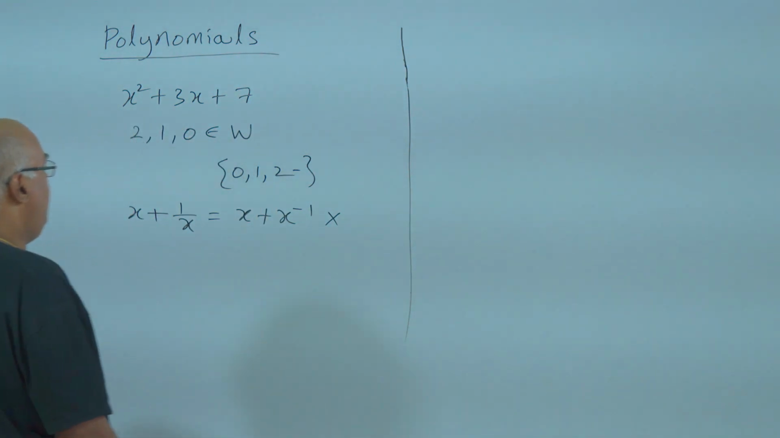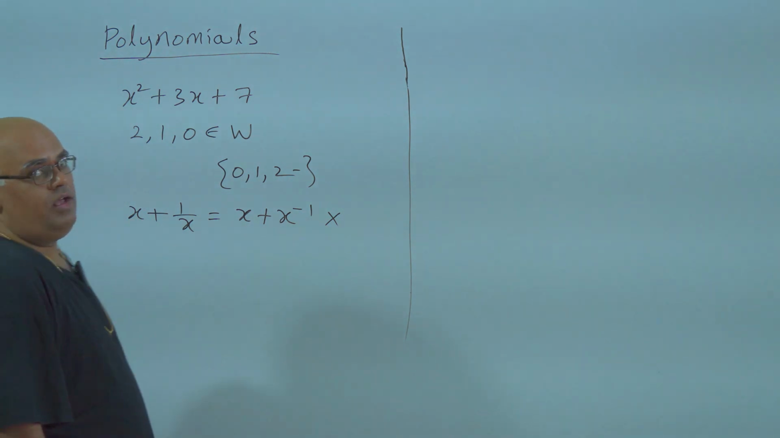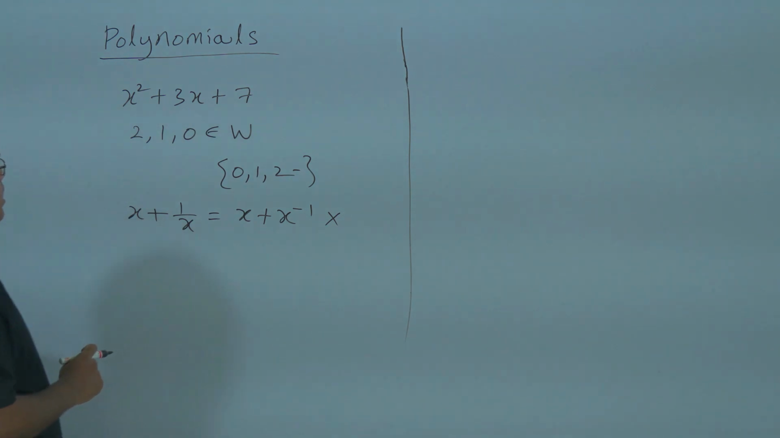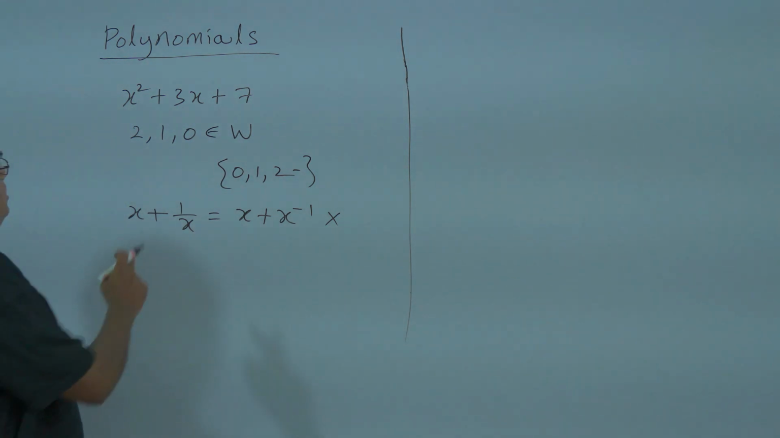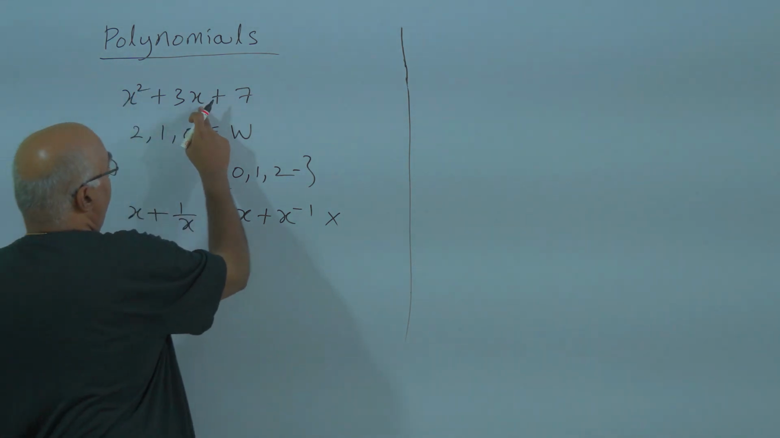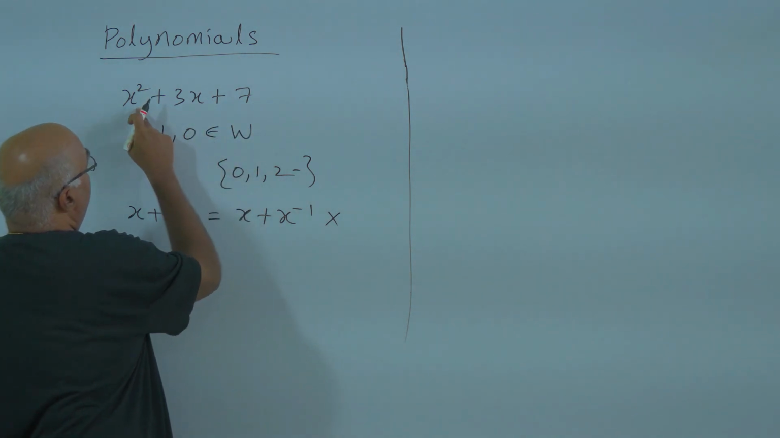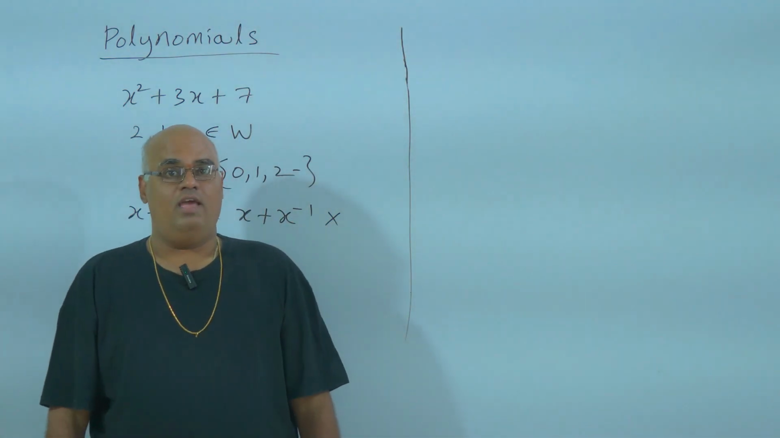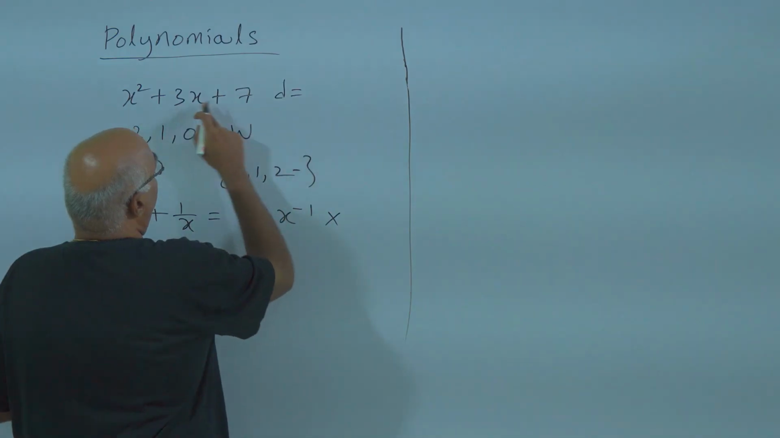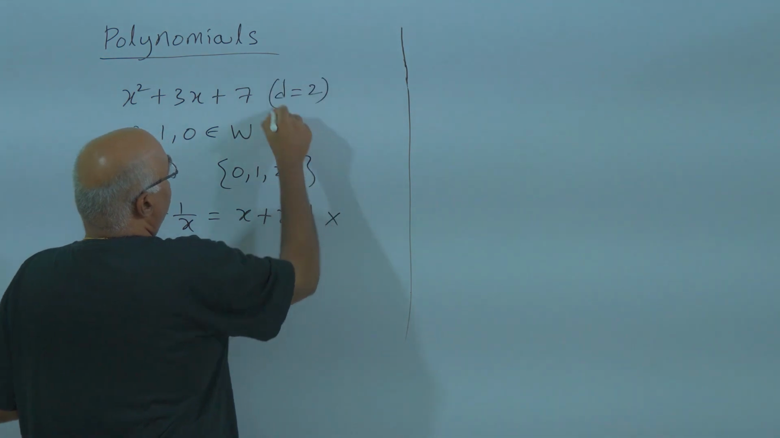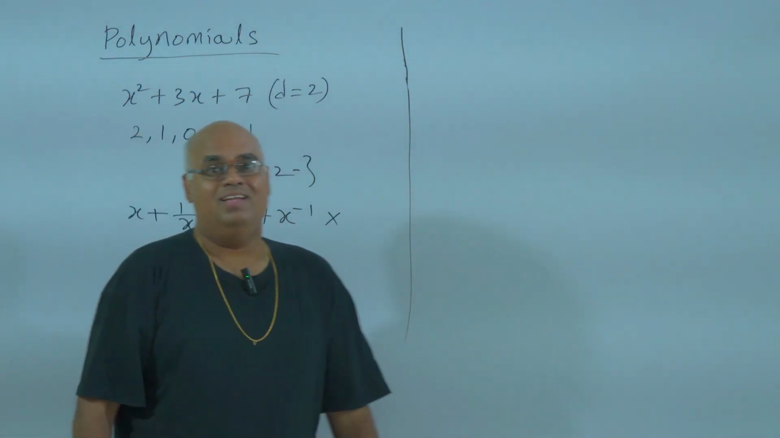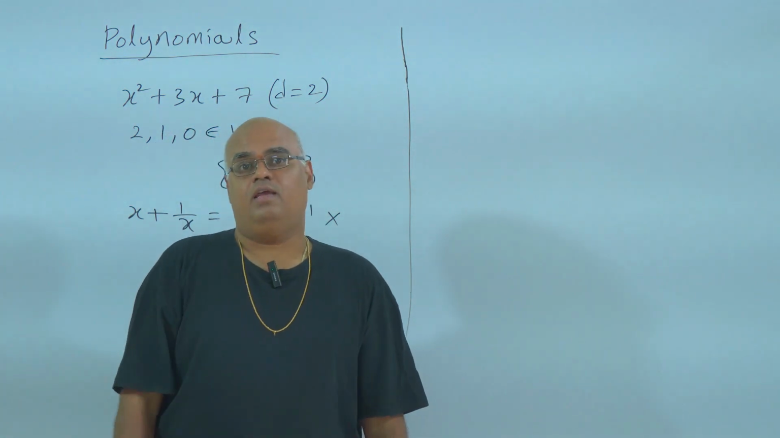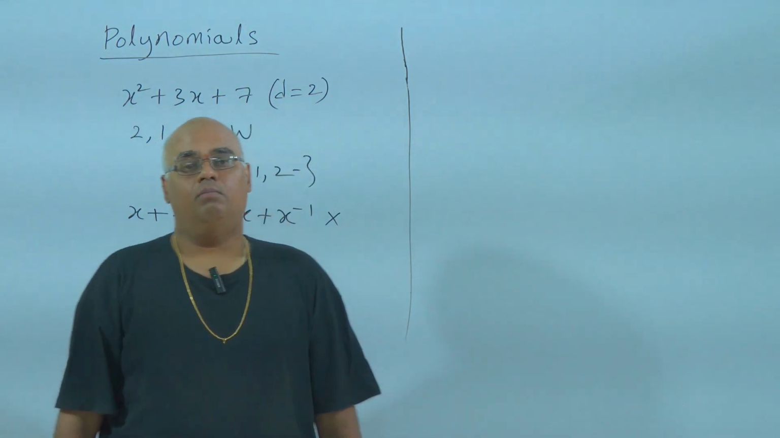Now let us see the definition of degree of a polynomial. Now let us take this polynomial. In this polynomial, the highest power of x is nothing but 2. So here the power of x is 1, here the power of x is 0, here the power of x is 2. So the highest power of the variable x is 2. Therefore, we can say that the degree of this polynomial is equal to 2. So the degree of a polynomial is nothing but the highest power of the variable. The highest power of the variable in the given polynomial is called the degree of the polynomial.